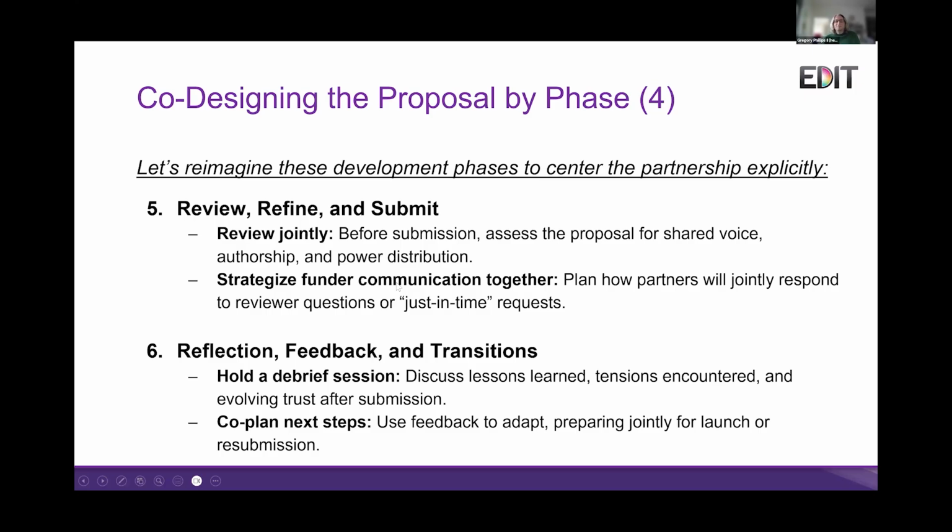Then you want to work through the process. You don't want to stop there. You want to make sure that you're working together to review, refine, and submit. So looking through the project, making sure that everyone agrees that it looks good, not just saying we're out of time, I'm going to submit this, making sure that people have a voice or can say, I trust you, you can submit this without me.